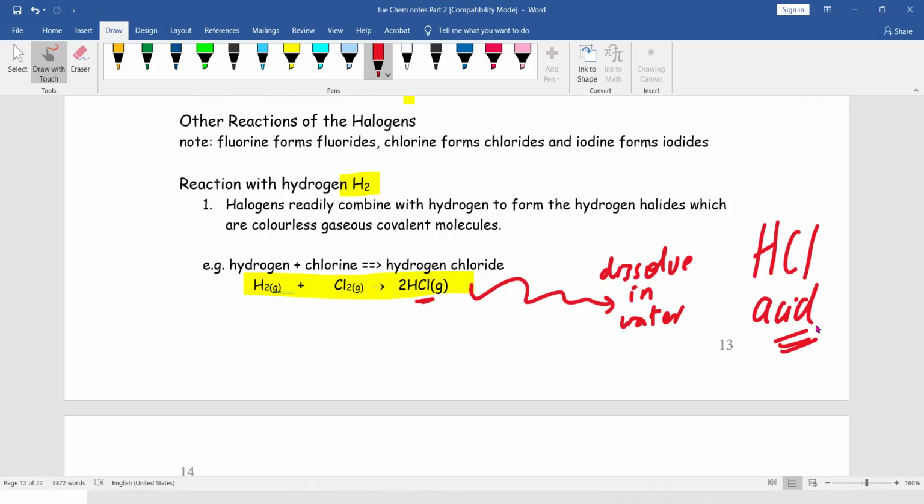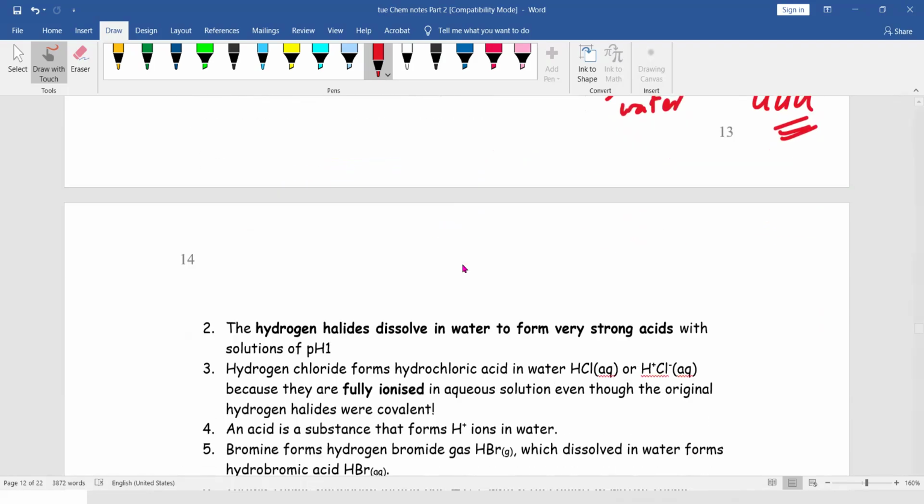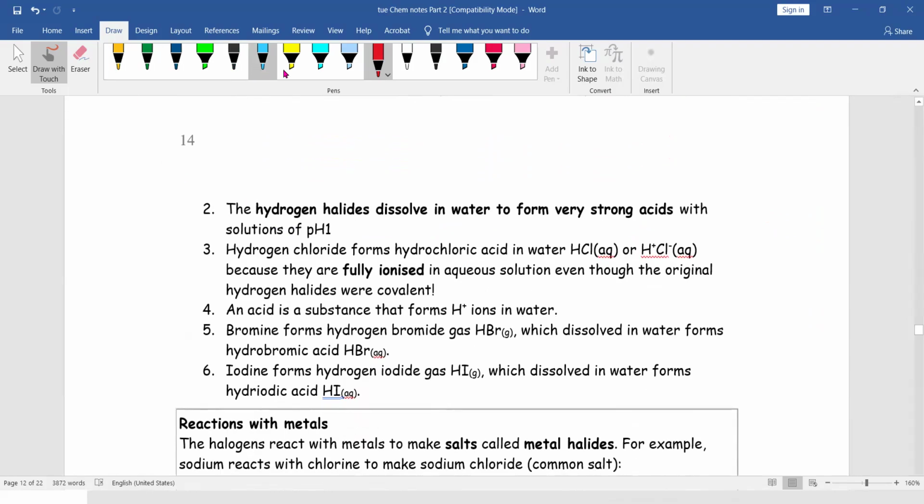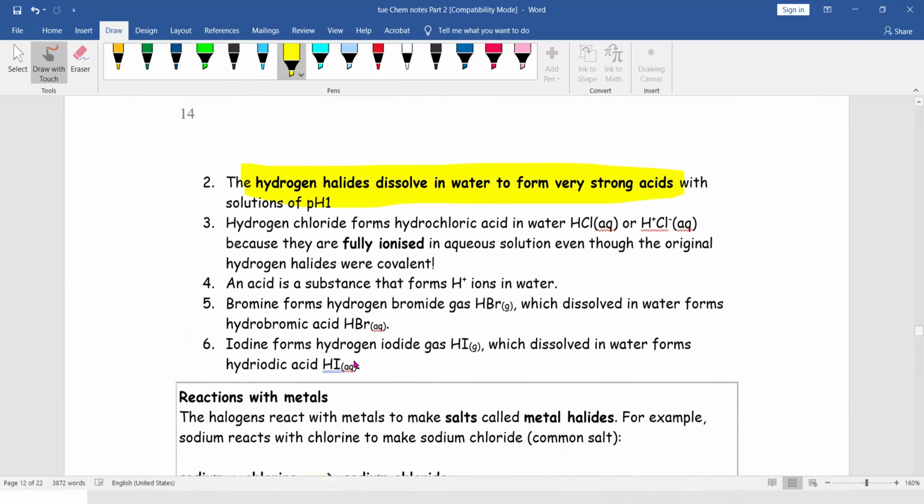So isn't group 1 exactly the opposite of group 17? Group 1, metal. Group 17, non-metal. Group 1, release electron. Group 17, gain electron. Group 1, atom. Group 17, molecule. Group 1, going down, more reactive. Group 17, going down, less reactive. Group 1, dissolve in water to become alkali. Group 17, react with hydrogen and then dissolve in water to become acid. Can you see? So the hydrogen halides dissolve in water to form very strong acids.